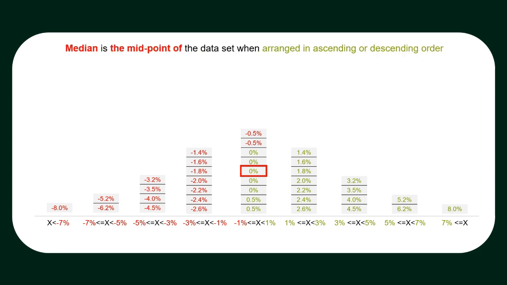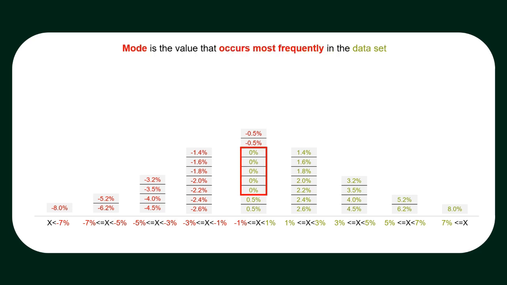Other than mean, median is also an important point of the dataset. Median is the midpoint of the dataset when arranged in ascending or descending order. We note that 0% is the 19th observation, which is the midpoint of all 37 observations. Therefore, the median of this dataset is 0. It should be noted that it is a coincidence that mean and median are the same in this dataset, which is not always the case.